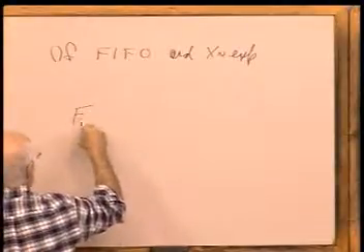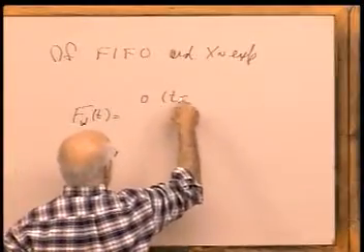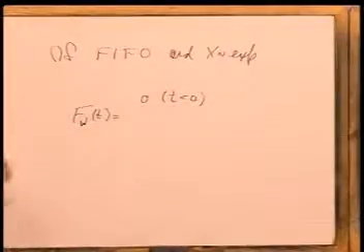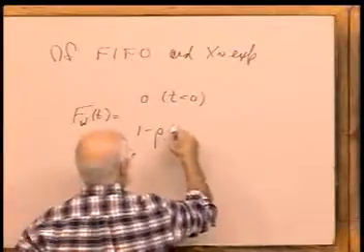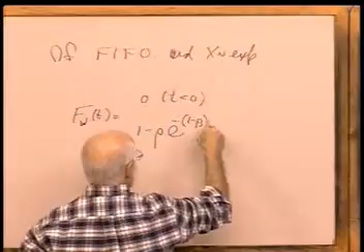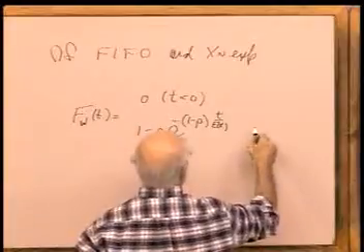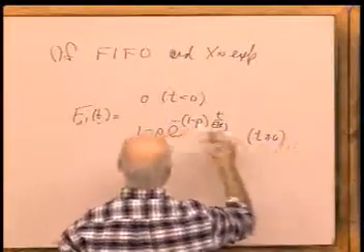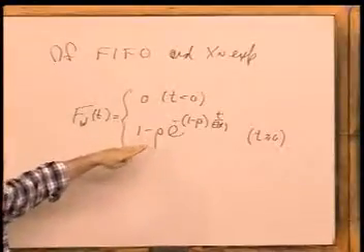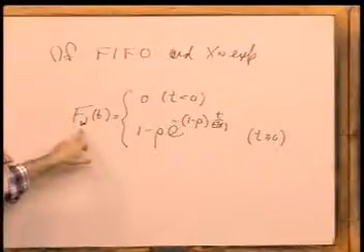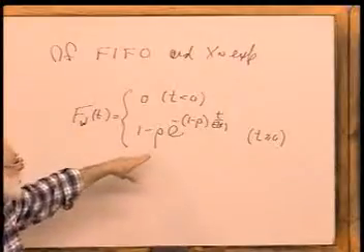The distribution function of waiting times is given by the following formula. Obviously, it's 0 if t is negative, because you can't wait a negative time. And for non-negative t, it's 1 minus rho, that's the utilization, e to the minus (1 minus rho) t divided by E[X]. So this is the theoretical distribution function. This tells you for each t, the fraction of customers whose waiting time is less than or equal to t. And you can draw its graph.